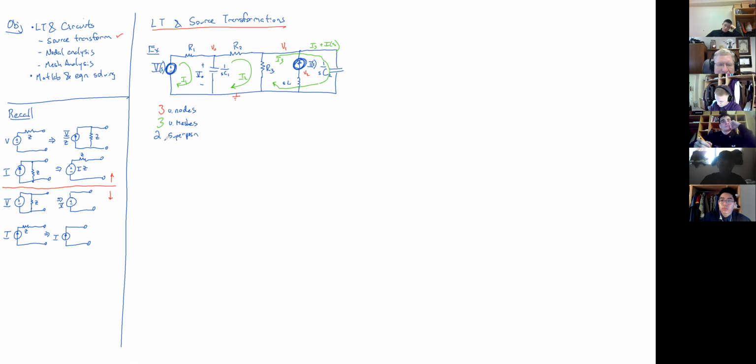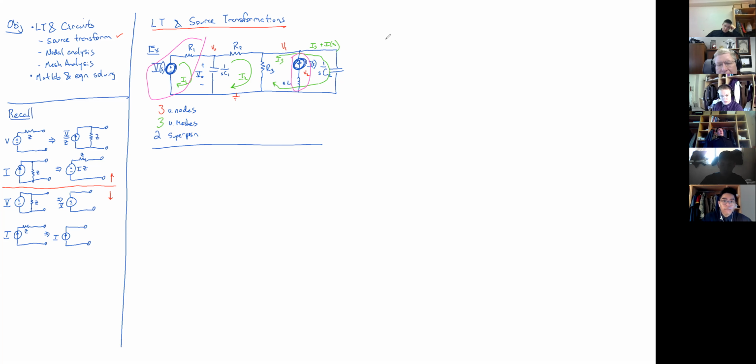Okay, you've redeemed yourself. So this particular problem seems kind of nasty, and I wouldn't solve it using any of those modes. I would instead say, man, this looks nasty. I would start simplifying things. I need a new color. I would simplify this, and I would do a source transform over here.